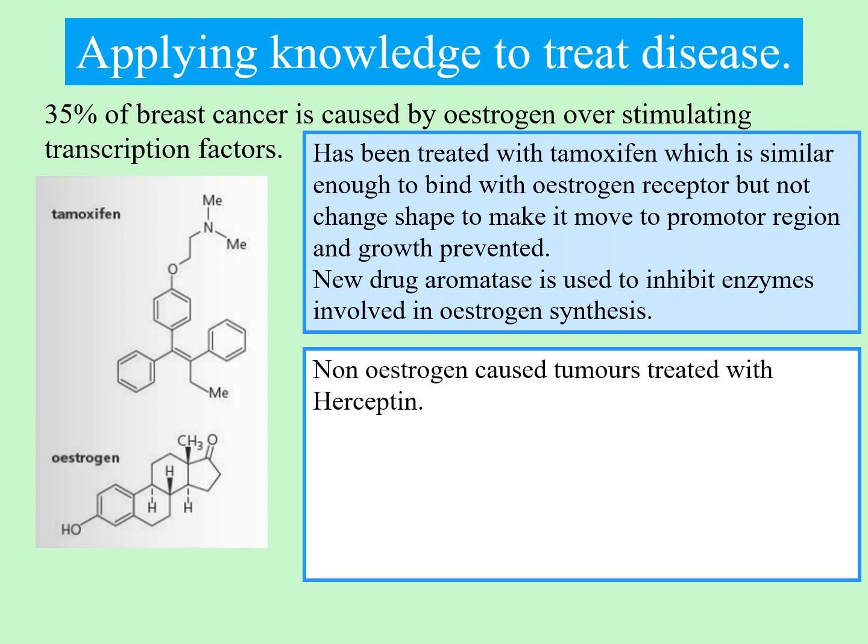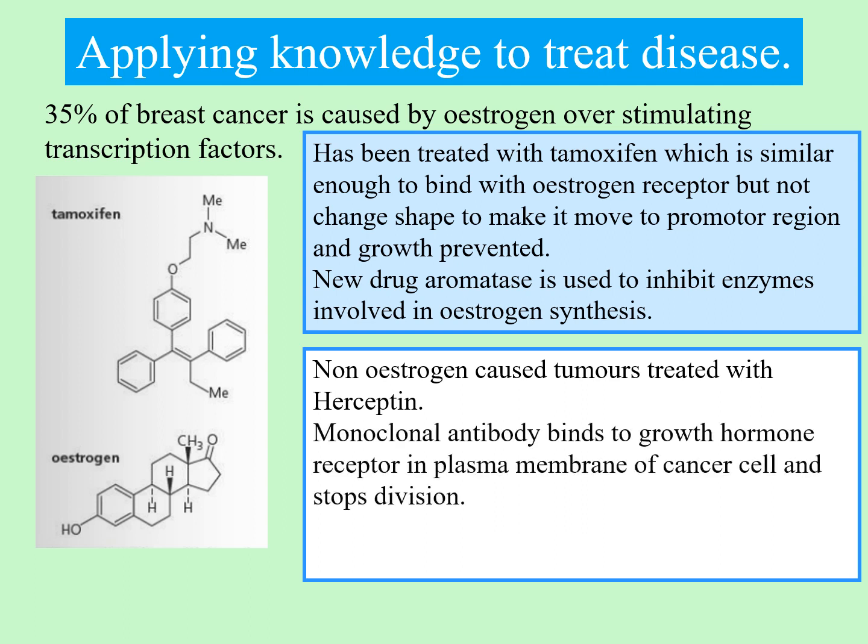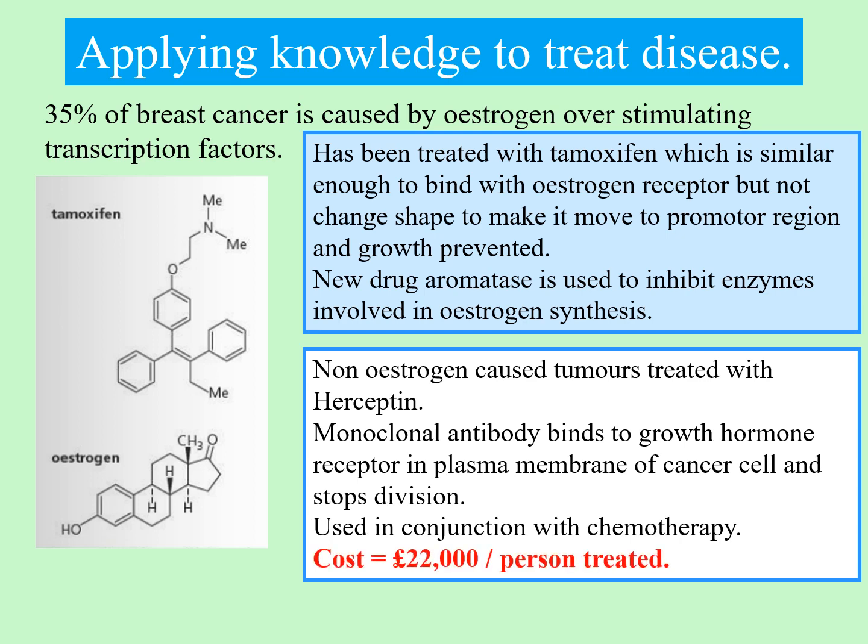Obviously, some cancers and tumours are not estrogen linked, so an example of one way of treating these could be something called Herceptin, and Herceptin is a monoclonal antibody which binds to growth hormone receptors in the plasma membrane of cancer cells, and it stops their division. So there's lots of different ways that we treat cancer, and this will be used in conjunction with chemotherapy. The problem obviously with these drugs is they're extremely expensive, and that limits the people that can be treated.